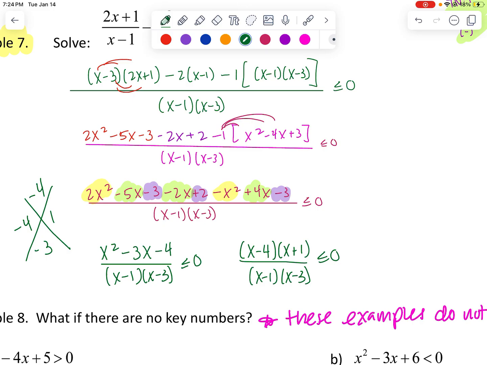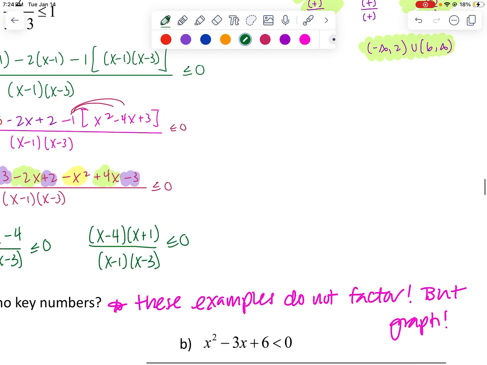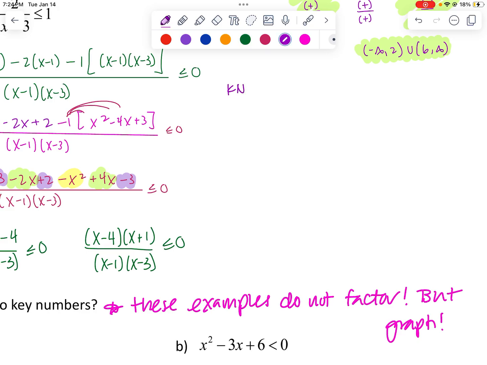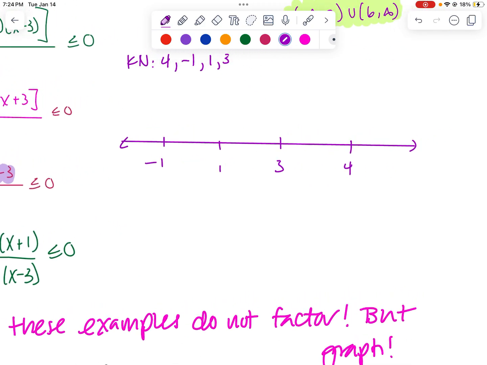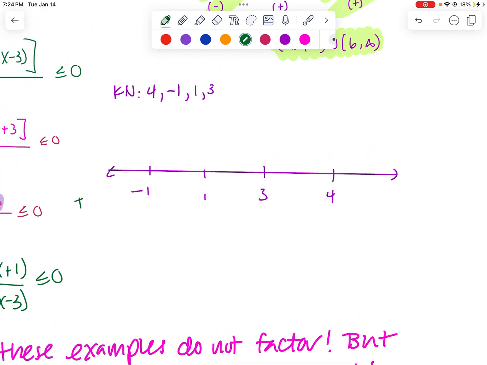All right, now we can go ahead and implement my key numbers. So my key numbers in this case are 4, negative 1, 1, and 3. So here's my number line. Here's negative 1, here's 1, 3, and 4. My test numbers are going to be negative 2, 0, 2, 3.5, and 5. So a lot of things going on.